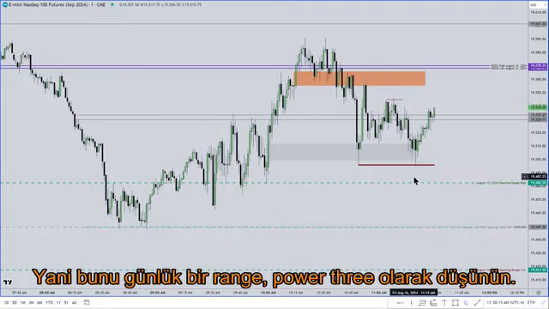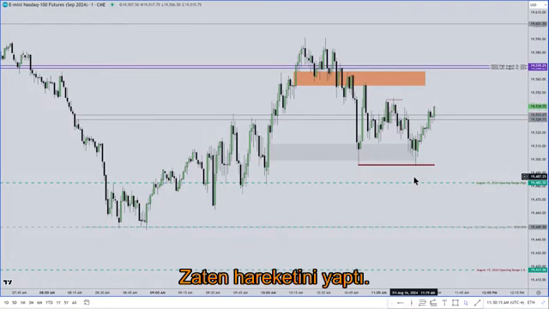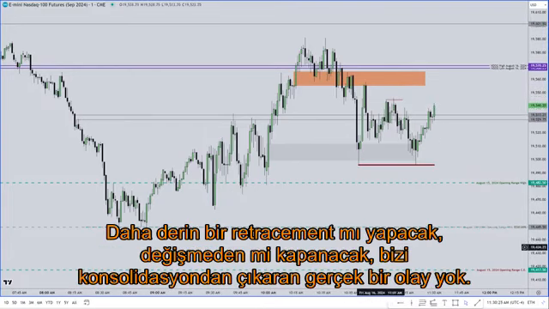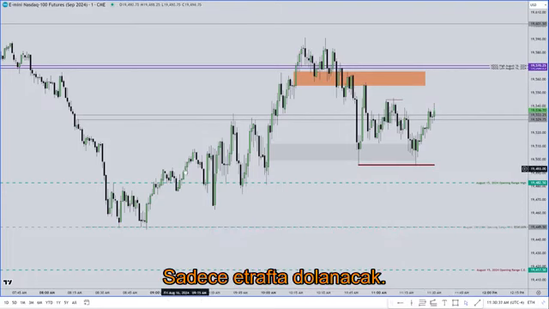So think about it as a daily range Power 3. It's already done its movement. So now what am I going to be doing? I'm going to be trading in the uncertainty of where it is going to go. Is it going to close higher on the week? Is it going to have a deeper retracement? Is it going to close unchanged, with no real event taking us out of the consolidation? It's going to just meander around.